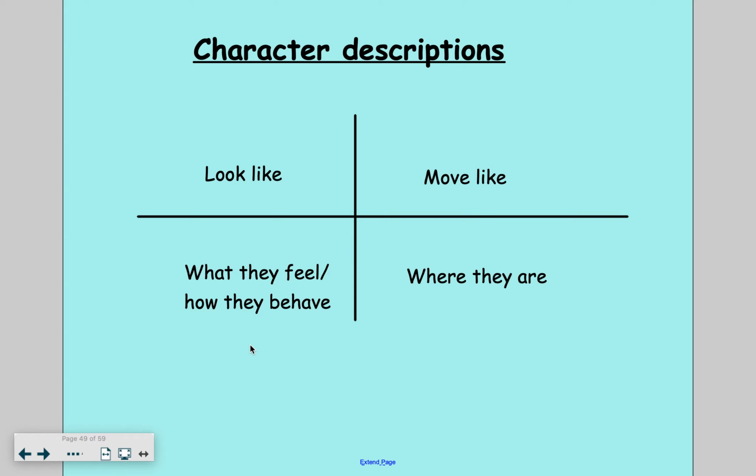What they feel, how they behave. Okay, so is it a brave dragon? Is it maybe a slightly scared dragon? We always think of dragons as big and brave and fierce and fearsome. But maybe it's a slightly timid, slightly nervous, shaky dragon that quakes in its shoes because it gets scared easily. Think about how they behave and where are they.